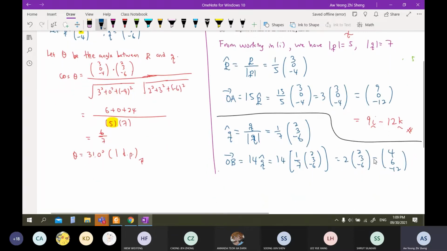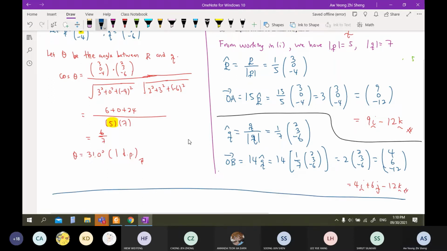And they force us to convert to IJK, so you must do the conversion. And done. That's for part 2. Yeah, part 2 is done. And part 3 is to find the unit vector in the direction of AB.